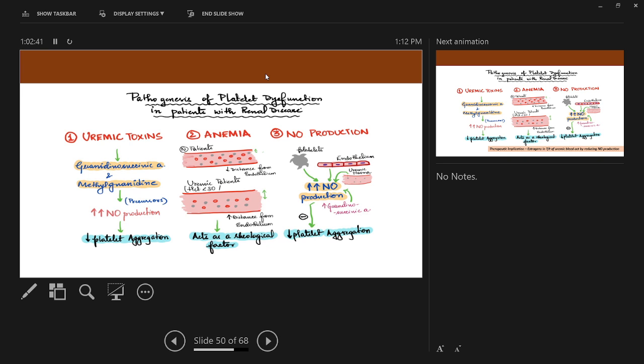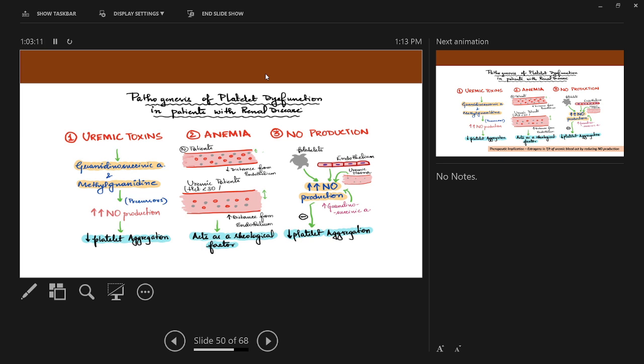Now, in anemia, in a normal patient, in the bloodstream the RBCs are centrally located, whereas platelets are peripherally located. But in uremic patients, when the hematocrit is less than 30%, the platelets are also centrally located. This leads to increased distance from the endothelial lining, which leads to decreased adhesion of the platelets. And this anemia acts as a rheological factor. Also, there is increased nitric oxide production, as I've said.